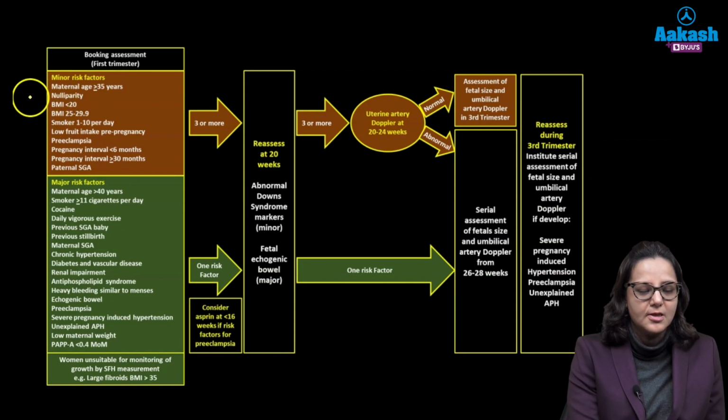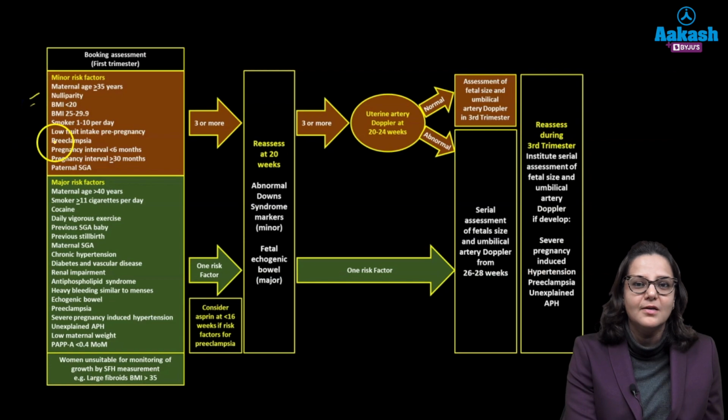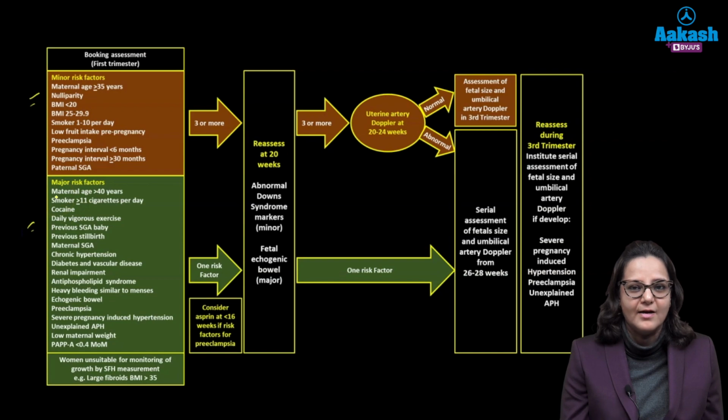It is there on your screen. So these are the minor risk factors. Generally, it is the maternal age, the parity of the mother, and the pregnancy interval. In the major risk factors, again, we have the maternal age, but also the various diseases which the mother can have, which can affect the spiral arteries, like chronic renal disease, diabetes, APLA.